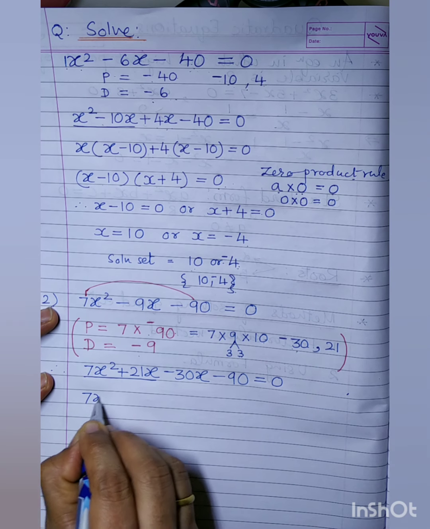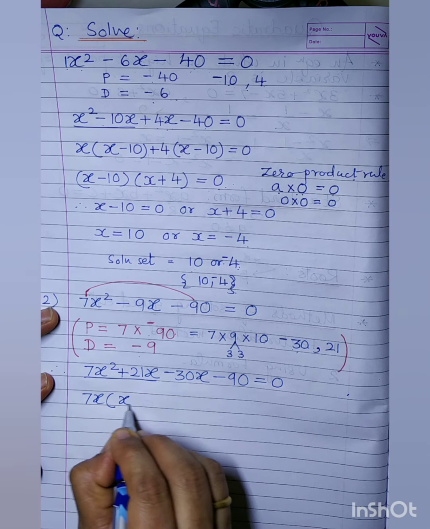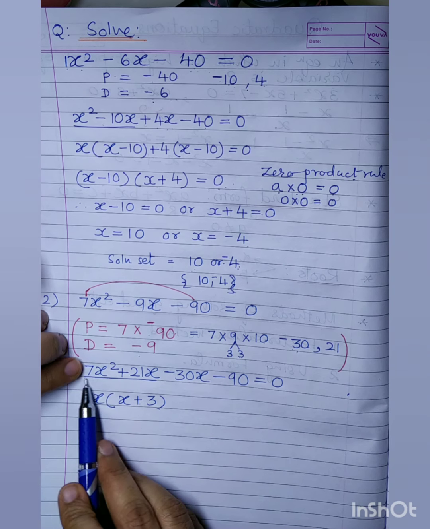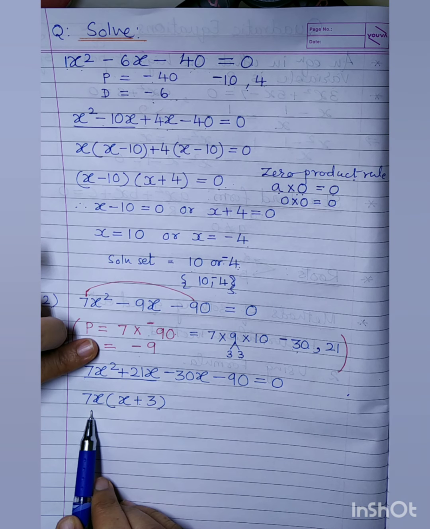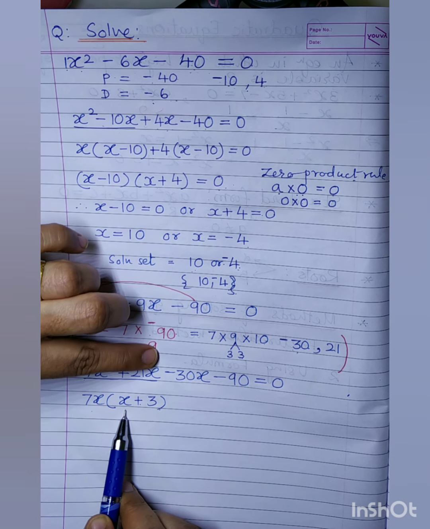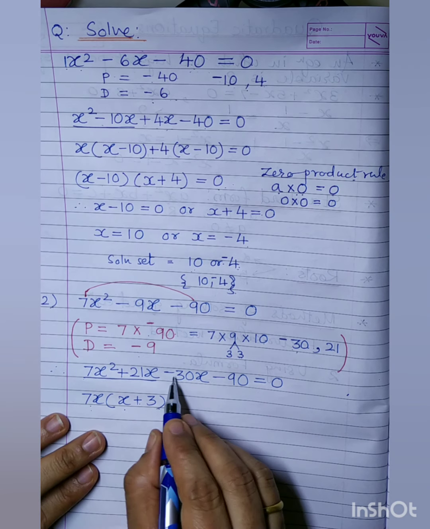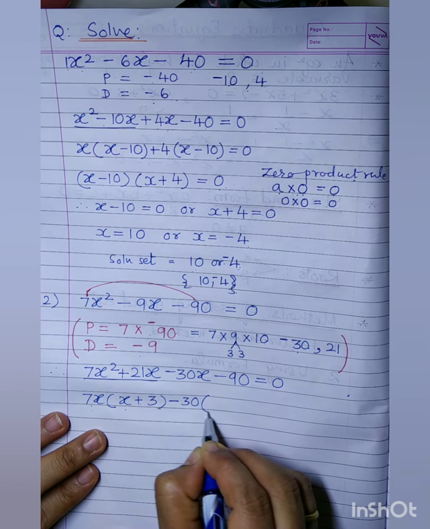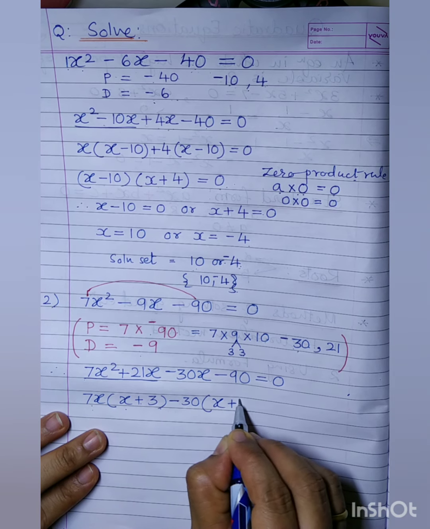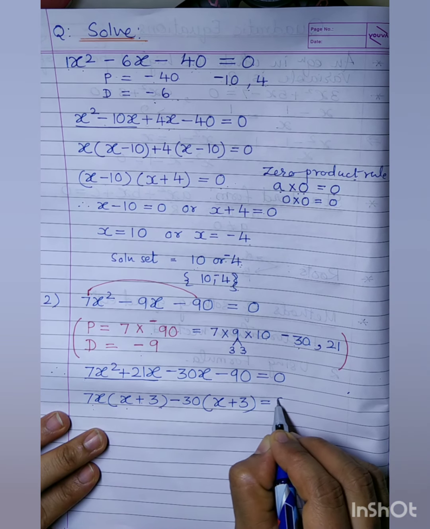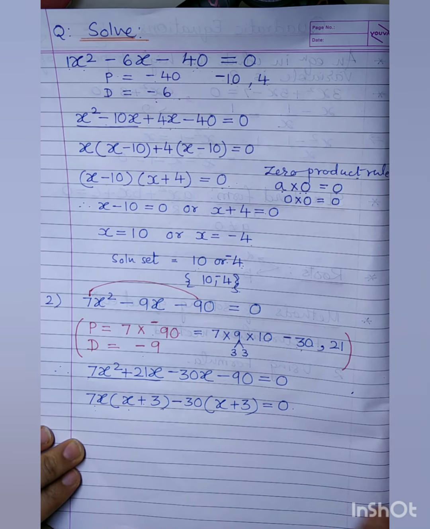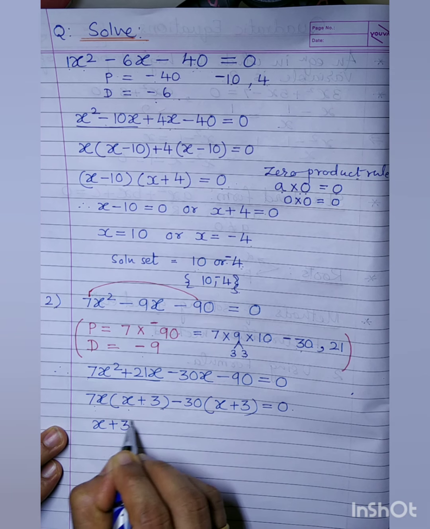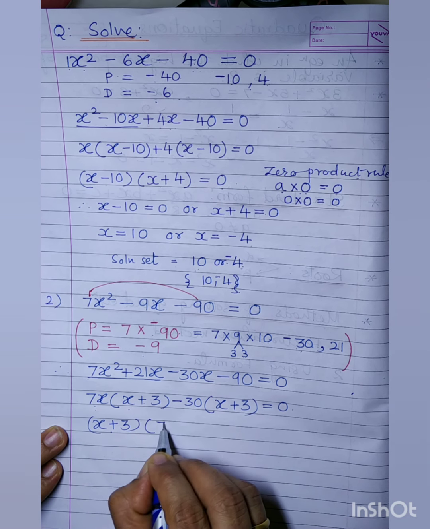What's common here? 7x. What is left here is x plus 3. This also recall, 7x is taken common, so 7x square divided by 7x, what is left here? x. 21x divided by 7x will give you 3. Likewise, what is common here? First the negative sign, then 30 absolutely you can take common. What is left here? x plus 3 again. This is the whole purpose of doing all this work, so that we can get the factors easily. Now what's common? x plus 3.